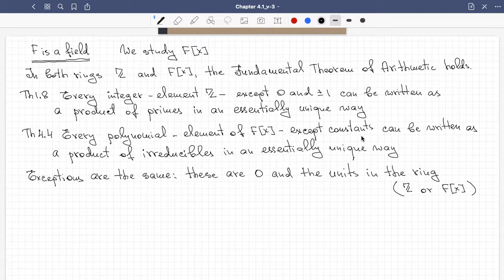Now, of course, it is clear from the way I put it that an analog of primes is going to be irreducibles. As we introduced the primes at a moment in chapter 1, we will have to introduce something similar, which is called irreducibles in this ring, in this chapter.